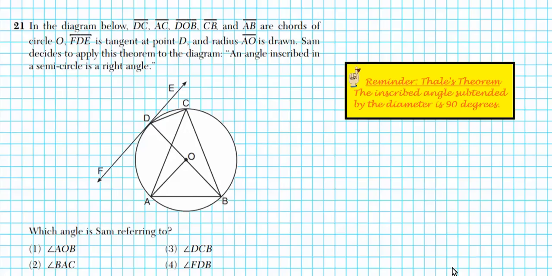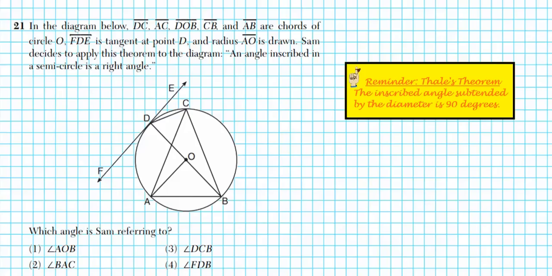Sam decides to apply this theorem to the diagram: an angle inscribed in a semicircle is a right angle. Which angle is Sam referring to? That's the question. There is a theorem you might want to recall to help you solve this problem, known as Thales theorem, which basically states that the inscribed angle subtended by the diameter is 90 degrees.